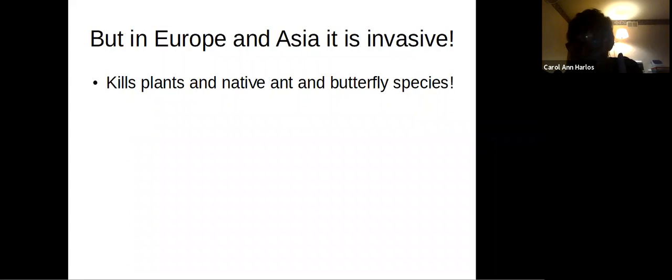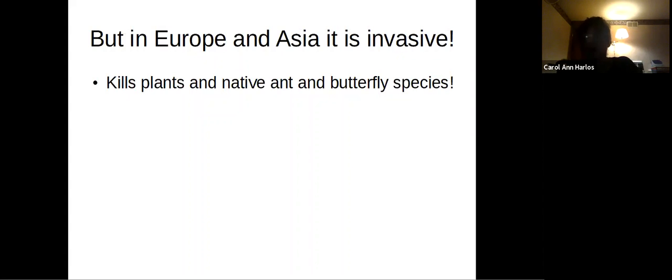But people always think that invasive species come here, but we send invasive species by accident or intentionally as decorative plants sometimes to other countries. And in Europe and Asia, this form of goldenrod is extremely invasive, and it kills plants and natives and butterfly species, because if the larvae feed upon it at all, or if they pick up the nectar, there seems to be something there which kills them. Is this allelopathic?